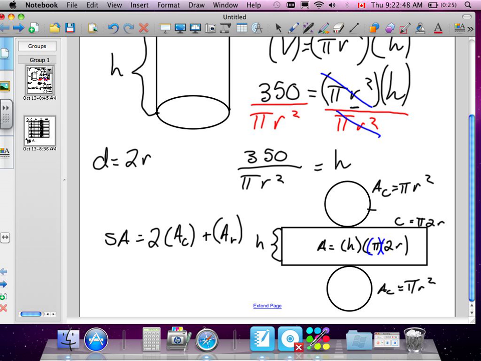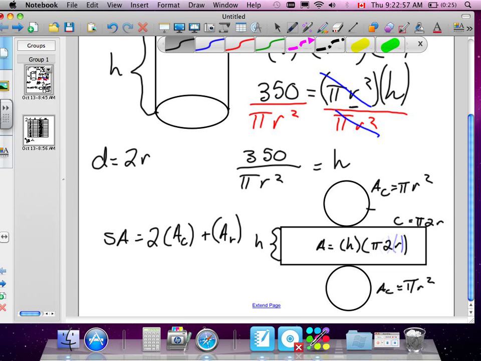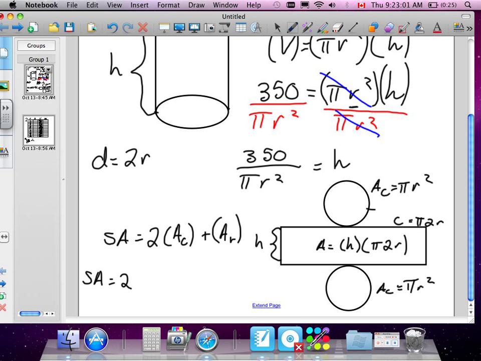Pi is a number, 2 is a number, and r is a number. Okay? So now we're working with r's and h's because those are the only letters we had. The surface area of this object is 2 times the area of a circle, which we've discovered was pi r squared, plus the area of our rectangle. In the book they've rearranged it a little. We had h times pi 2r.